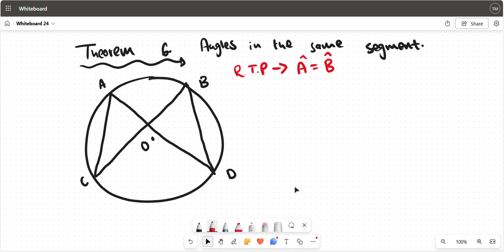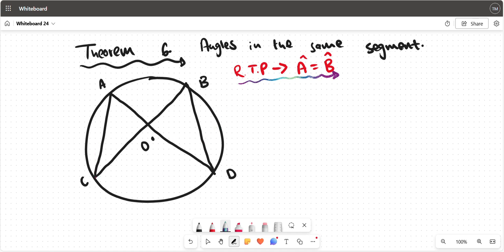Going back to this one, what it says is that angles in the same segment are equal. What does that mean? It means that A at the top and B at the top, since they're in the same segment, are going to be equal. Similarly, the C at the bottom and the D at the bottom are also going to be equal to each other. But how do we prove this? I've already written my required to prove there. We're required to prove that A and B are equal to each other.